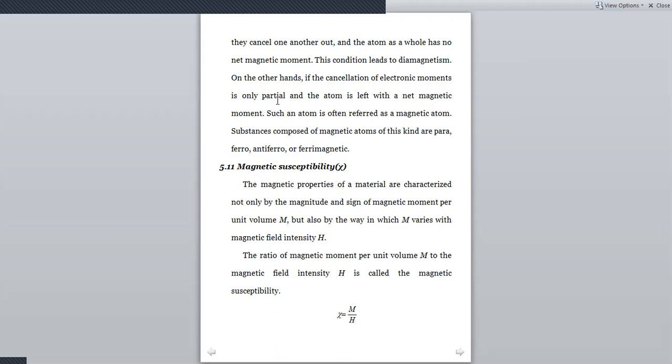The next point is magnetic susceptibility. Magnetic susceptibility is nothing but the ratio of the magnetization to the magnetic field strength. Here, M is the magnetic moment per unit volume and H is the field strength. Therefore, susceptibility chi equals M by H. The ratio of magnetic moment per unit volume M to the magnetic field intensity H is called the magnetic susceptibility.